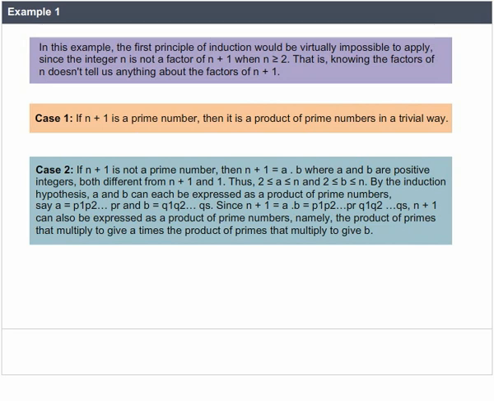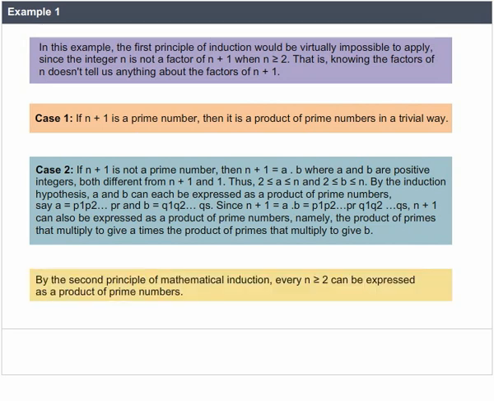By the induction hypothesis, a and b can each be expressed as a product of prime numbers, say a equals p1, p2, etc. pr and b equals q1, q2, etc. qs. Since n plus 1 equals a times b equals p1, p2, etc. pr, q1, q2, etc. qs, n plus 1 can also be expressed as a product of prime numbers, namely the product of primes that multiply to give a times the product of primes that multiply to give b. By the second principle of mathematical induction, every n greater than or equal to 2 can be expressed as a product of prime numbers.